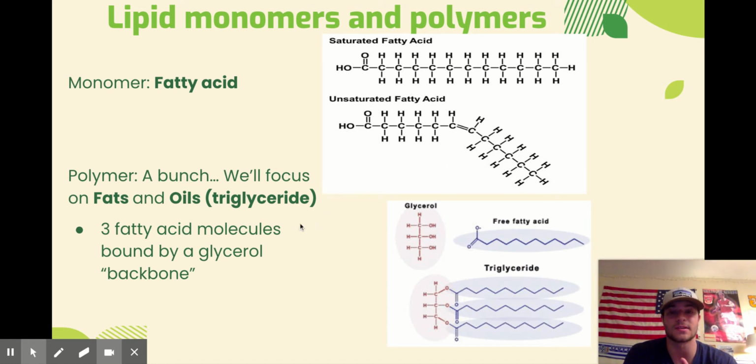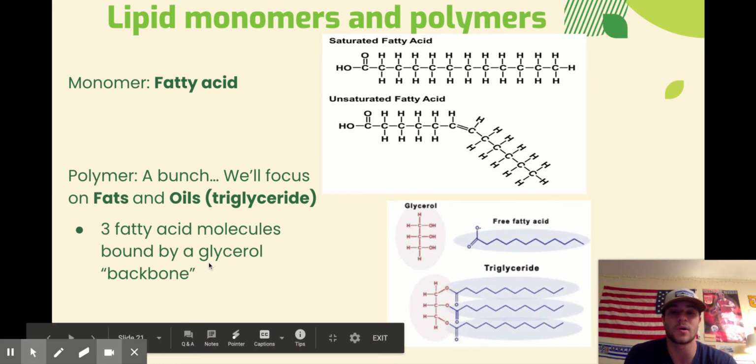Okay. So as I said, again with polymers, there are a bunch of lipids. The ones that we're going to focus on are fats and oils. And fats and oils both contain something called a triglyceride. Tri means three. Glyceride is a type of molecule, okay? So you get three fatty acid molecules, three of these, with a glycerol backbone.